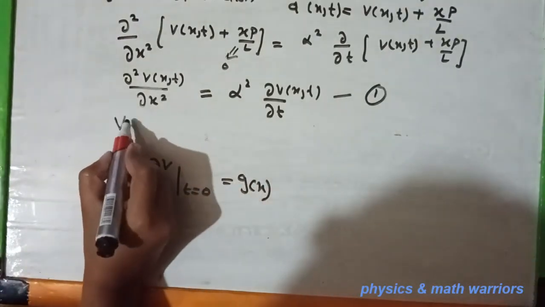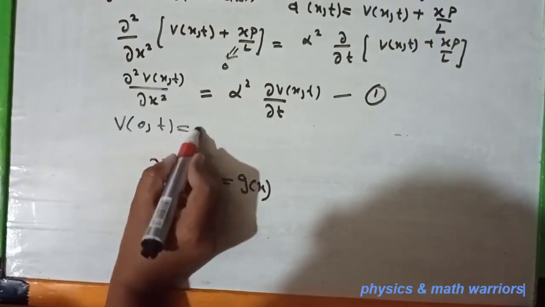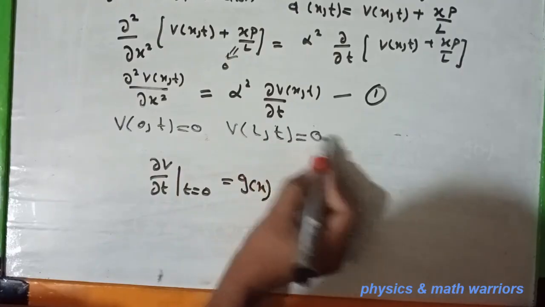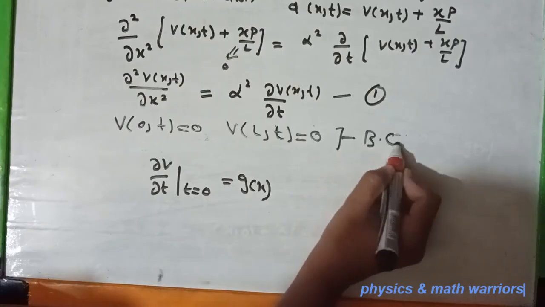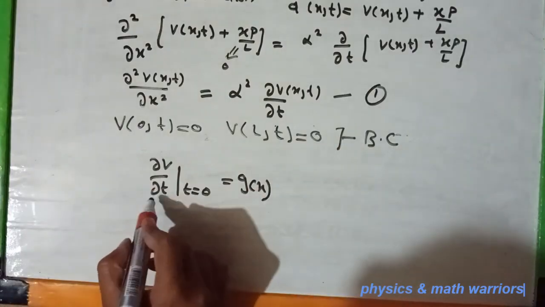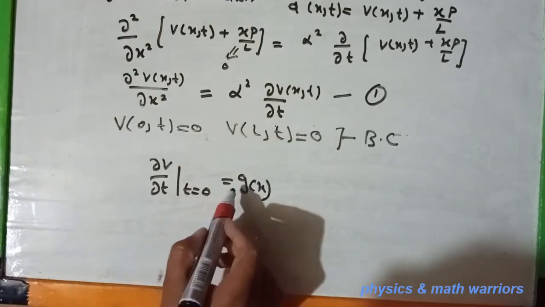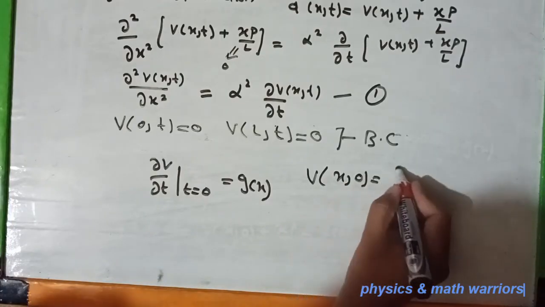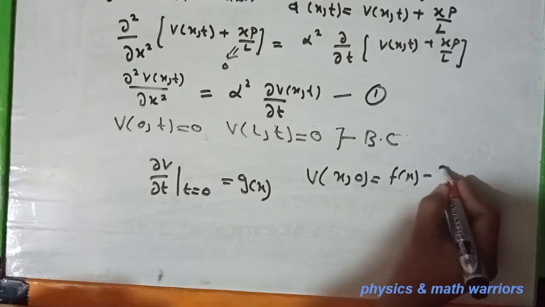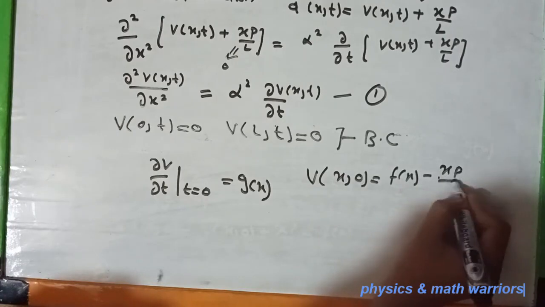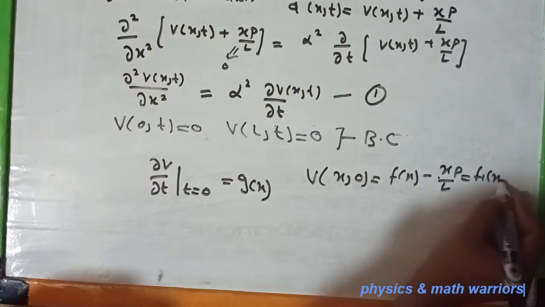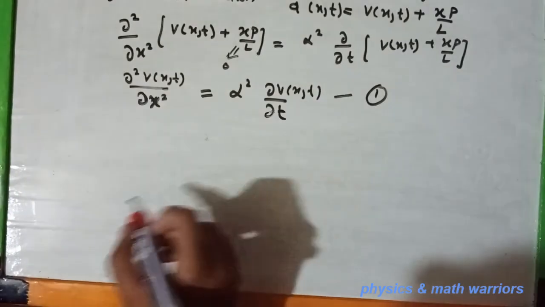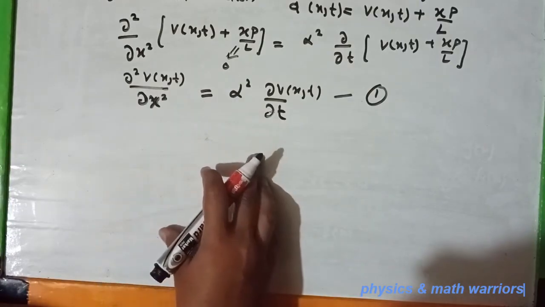So we have v(0,t) = 0 and v(L,t) = 0. These are the boundary conditions, which are homogeneous, and ∂v/∂t at t = 0 is equal to g(x), and v(x,0) = f(x) − xp/L = f1(x). These are the initial conditions. Now we will solve equation 1 by separation of variables.